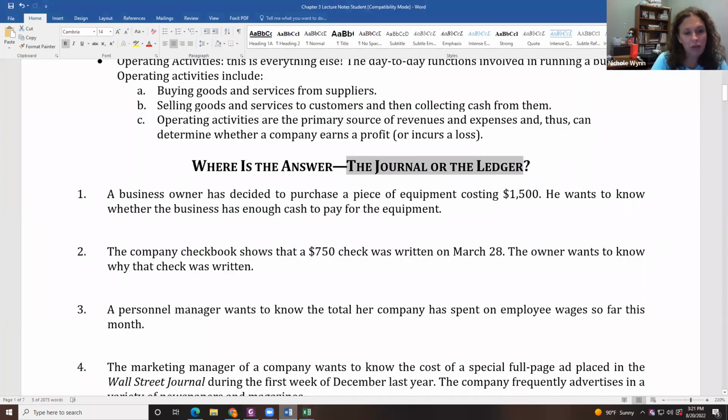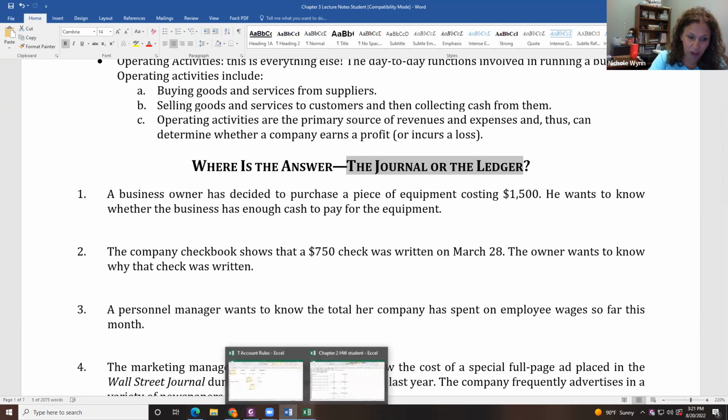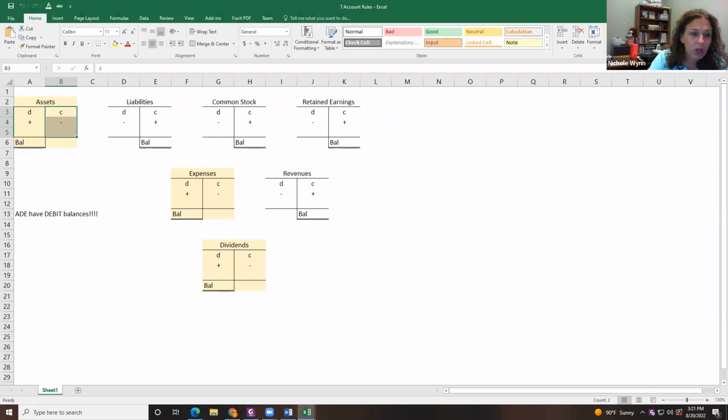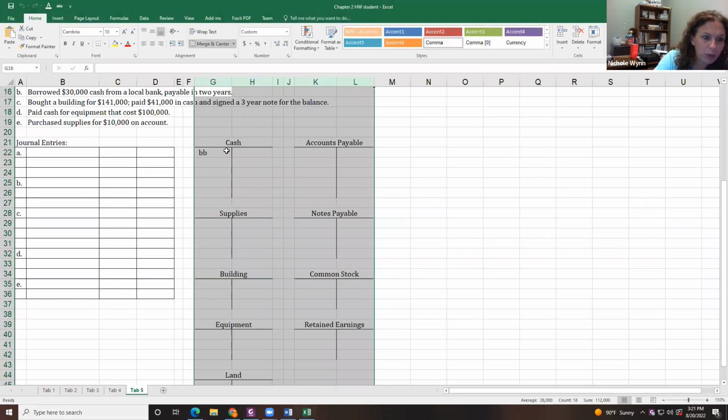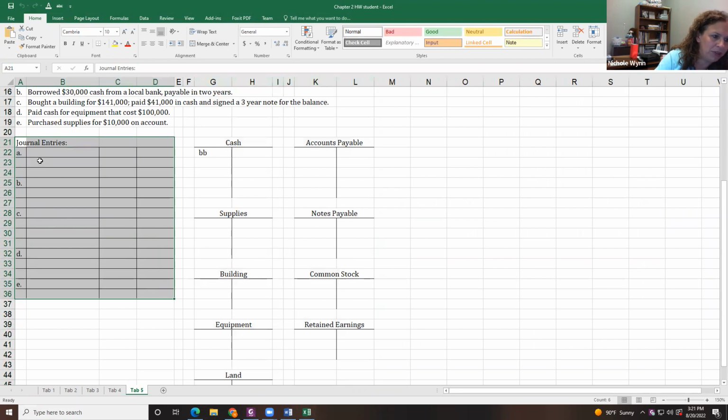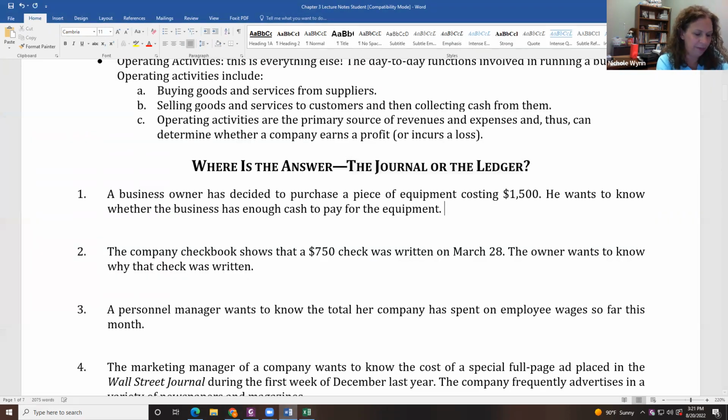Okay, so a business owner has decided to buy a piece of equipment costing $1,500. He wants to know whether the business has enough money to pay for the equipment. Would we look in the journal or in the ledger? The answer is ledger, because we would go to the cash T account and see what the balance in that account was. If we looked at the journal entries, we would see a bunch of receiving cash and paying cash, but we would not have any idea what the balance is. So the answer for this one is ledger.